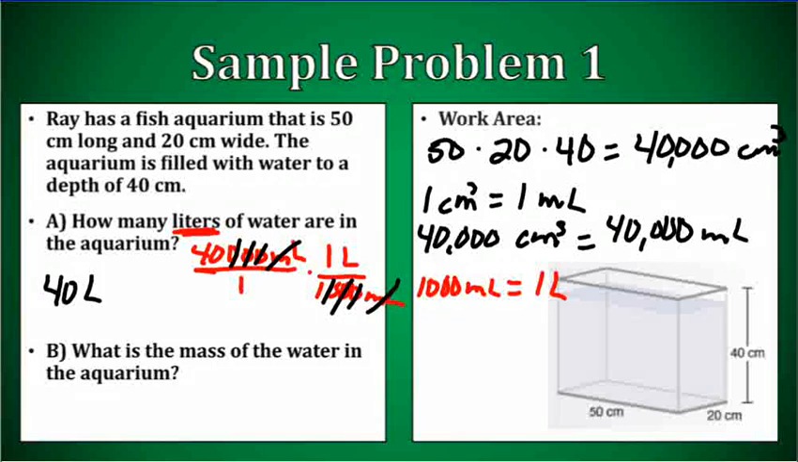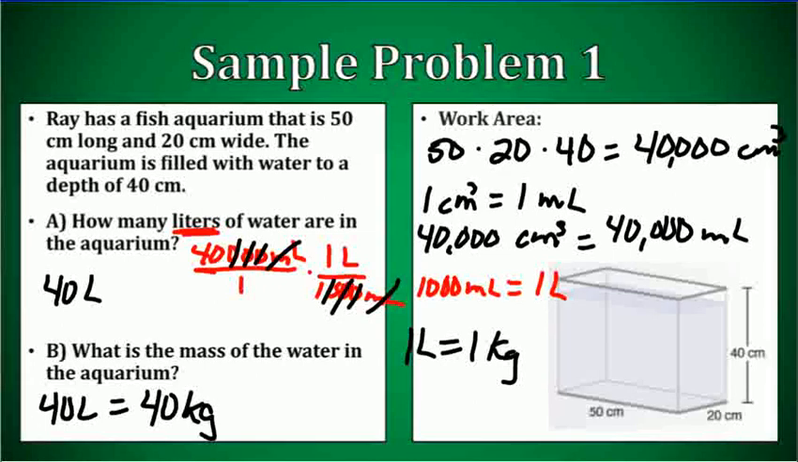The second part of the question: what is the mass of the water in the aquarium? And when they're dealing with mass, we're working with kilograms and grams. So since we had liters, we're going to continue that. Liters is matched up with kilograms, and we know that 1 liter is the same as 1 kilogram. If I have 40 liters, that would be the same thing as saying 40 kilograms.